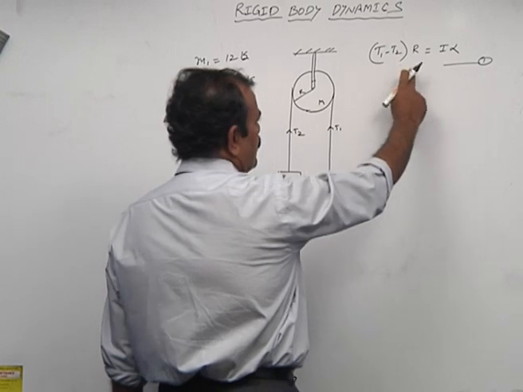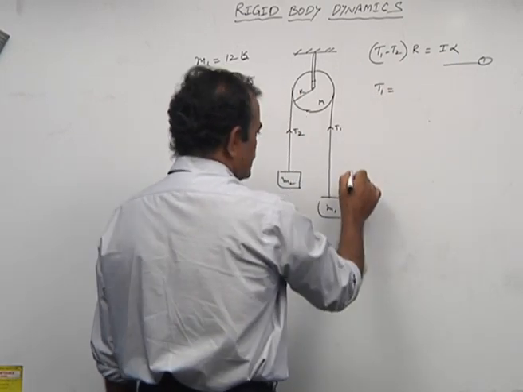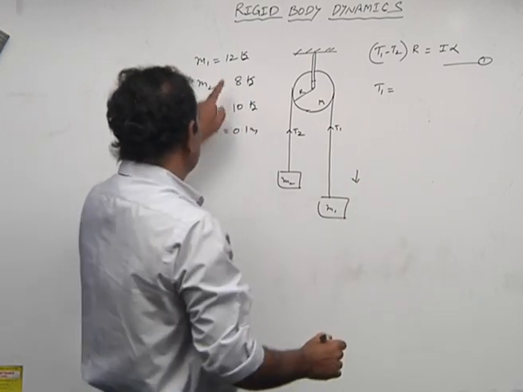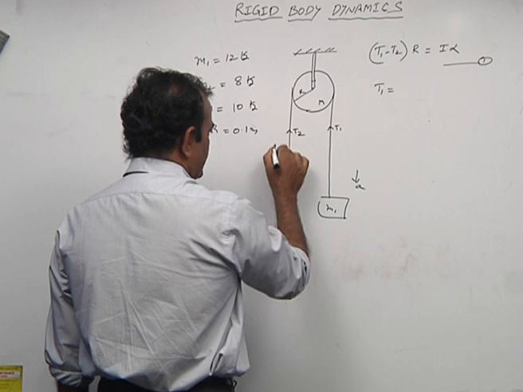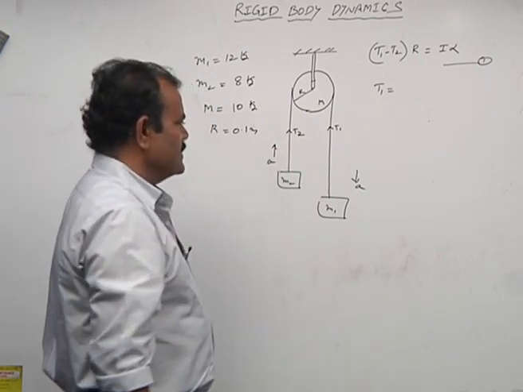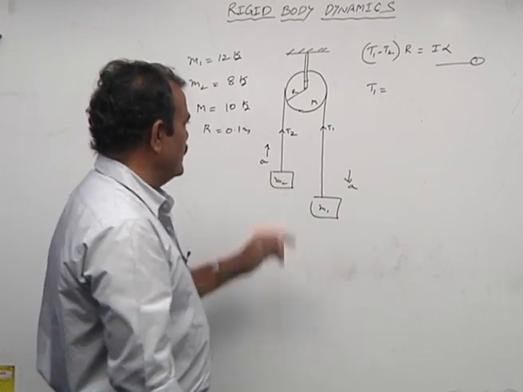T1 minus T2 into R is equal to I alpha. Here T1 is coming down because of its more mass. That's why it is coming down with the acceleration A, and that will be the common acceleration because it is a connected body.